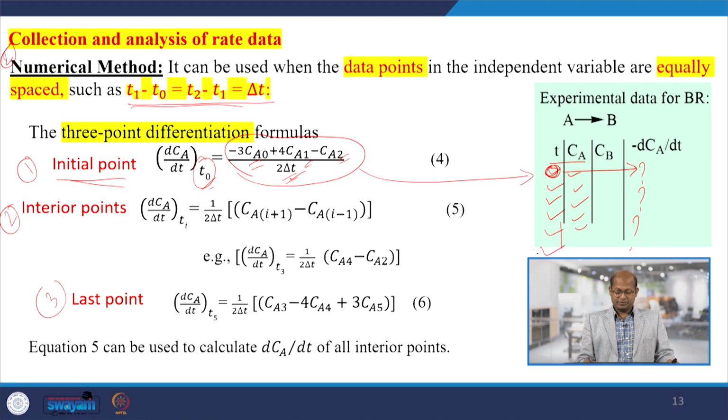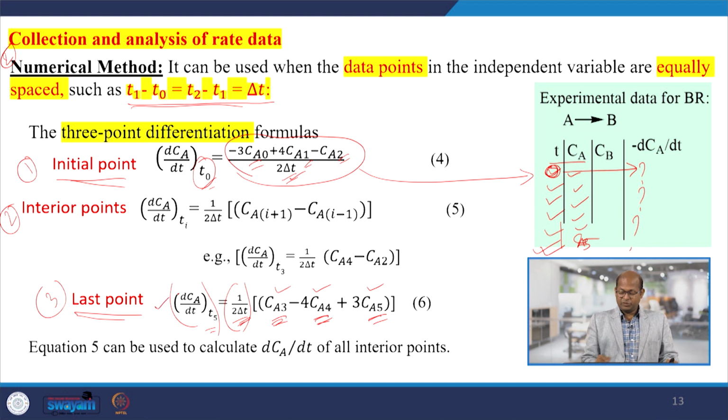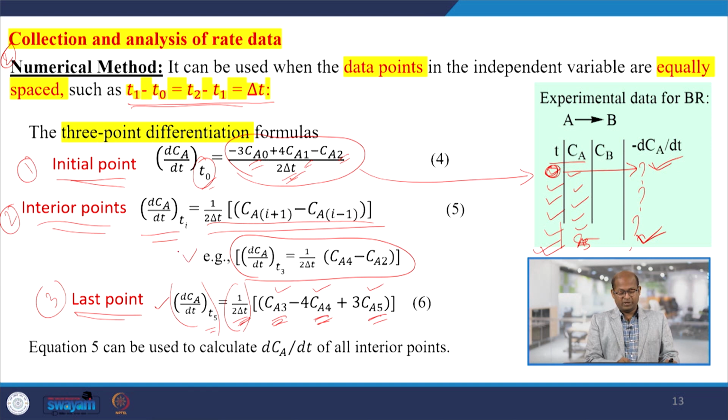Similarly, we can also get the last point. Let us say C3, C4, C5, where C5 is the last point. C5 is known, C4 is known, C3 is known, and delta t is known. So all these known values we can put in there, and if we multiply with 1 by 2 delta t, then we get the fifth point. We can get the intermediate or interior points by using this as well. So all these data points we can find out.